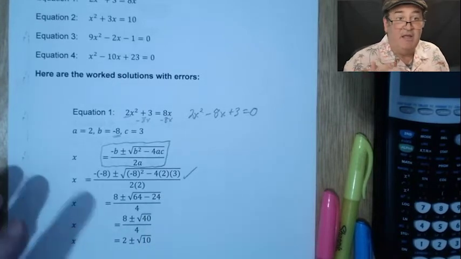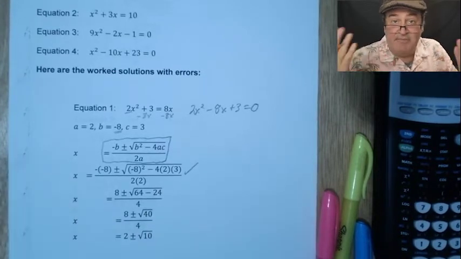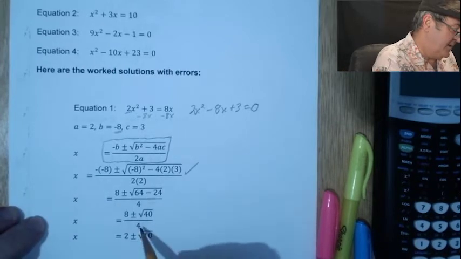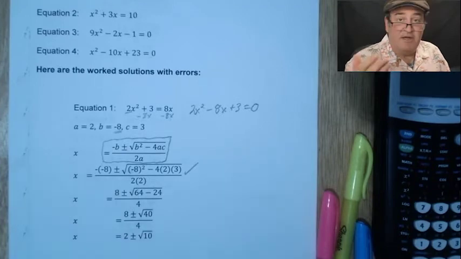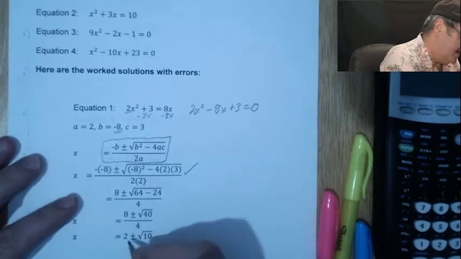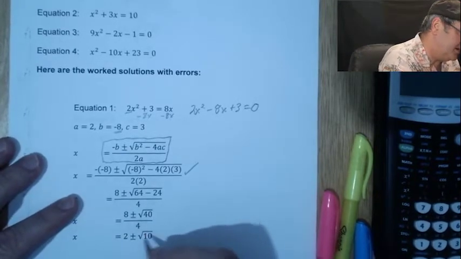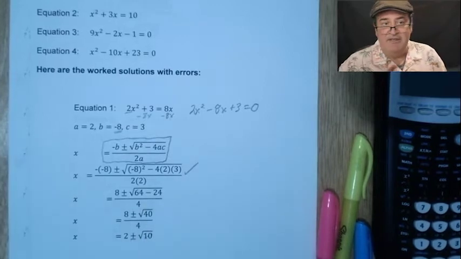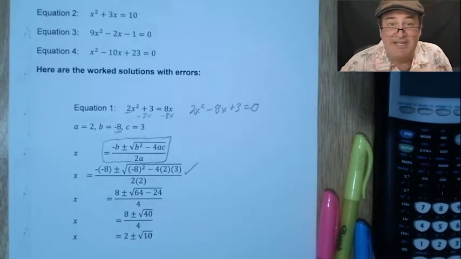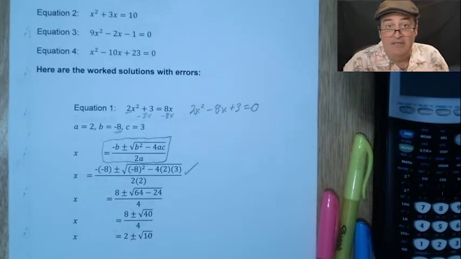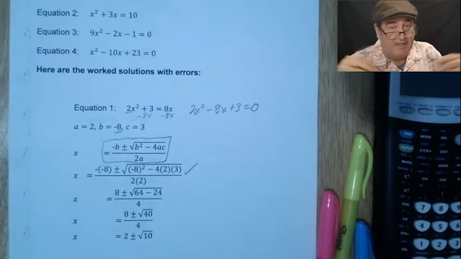So they said, okay, let's get rid of the divided by 4. So 8 divided by 4 is 2. Square root of 40 divided by 4 is square root of 10, because 40 divided by 4 is 10. So the answer is 2 plus the square root of 10 and 2 minus the square root of 10. Didn't take that any farther because the square root of 10 is not a whole number. It's a decimal that keeps going.